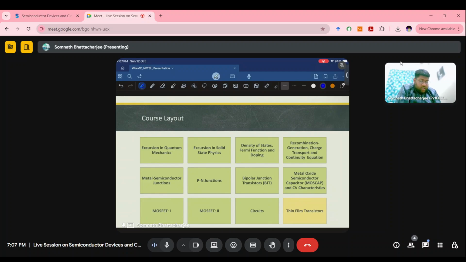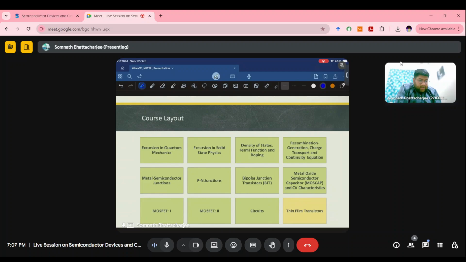And then we learned about the MOS caps, the capacitor structure which has a MOS structure, and then the CV characteristics. We learned about the MOSFETs and their usage in circuits, in various cases, like as a switch, as an amplifier, and these things. So finally, what we are going to learn is the thin film transistors.